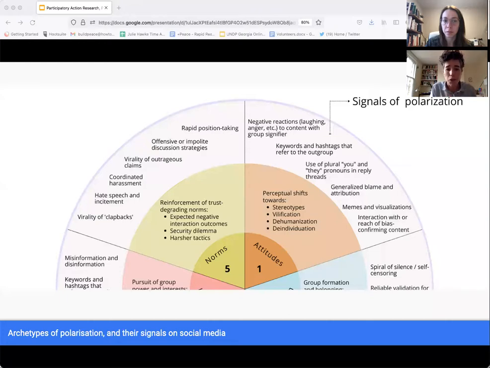So I just wanted to zoom into what we mean by these, right? Where we talk about attitudes, we're talking about perceptual shifts towards stereotypes, vilification, dehumanization, and de-individuation. Where we're talking about norms, we're speaking about the reinforcement of trust-degrading norms, expected negative interaction outcomes, security dilemmas, and harsher tactics on social media. And some of the signals are on there. So you can see how these two are likely to co-occur, and so it was a bit difficult to distinguish whether we were talking about attitude or norm polarization. Can I have the next slide?